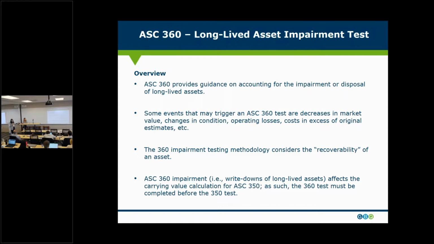So some things that trigger this kind of test: decreases in market value, changes in condition, operating losses, costs in excess of original estimates. And again, it considers the recoverability of the assets, not necessarily the fair value of it. And the order of operations is that this happens before your 350 test.